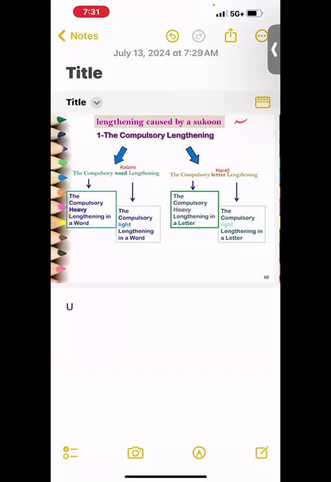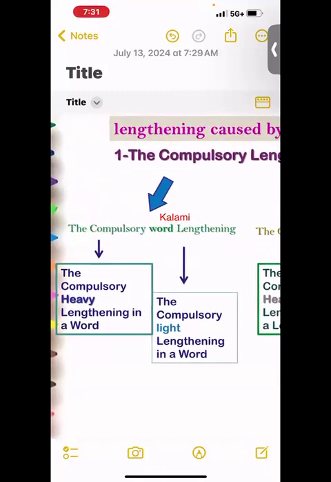So in Mad Lazim Kalimi, there are two types of mad. Okay, here you see Mad Lazim Kalimi. There are two types of mad. Don't go by this, but remember this: Mad Lazim Kalimi is of two types. One is heavy lengthening, one is light lengthening.